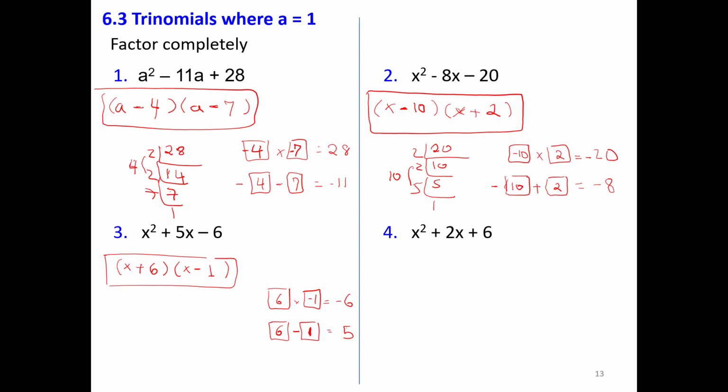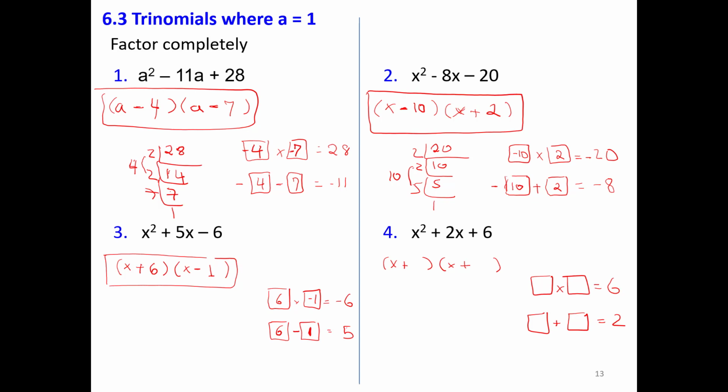for the last case, we will have something like x plus, positive times positive is positive, and we need to find two numbers. If we multiply them, it equals 6, and in this case we add them, as we know we must add because both are positive, equals 2.